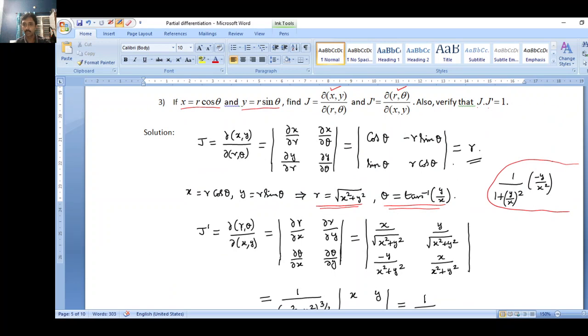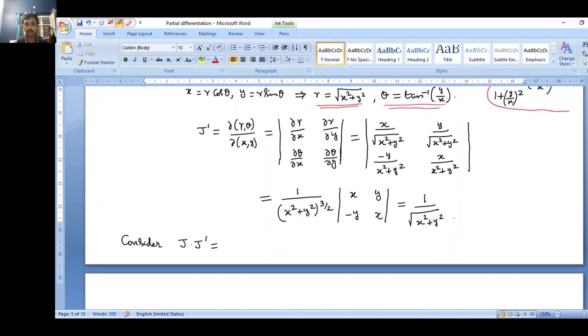That is 1 by root x square plus y square. Now the rest is to show that this is 1. So if you know, root of x square plus y square, as we saw earlier, is nothing but r. So obviously r into 1 by r is going to be 1. So this completes answering the third and the final part of the question. And that's exactly how we are going to solve this problem. Okay. I hope you have followed this part.